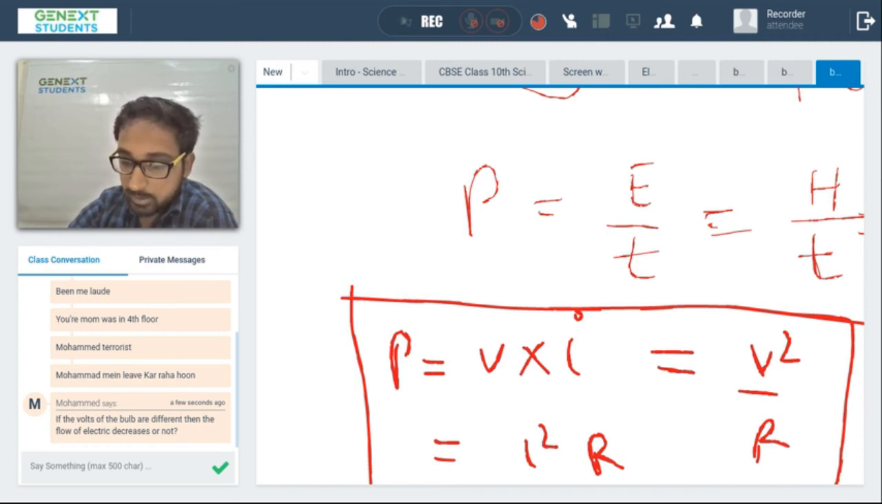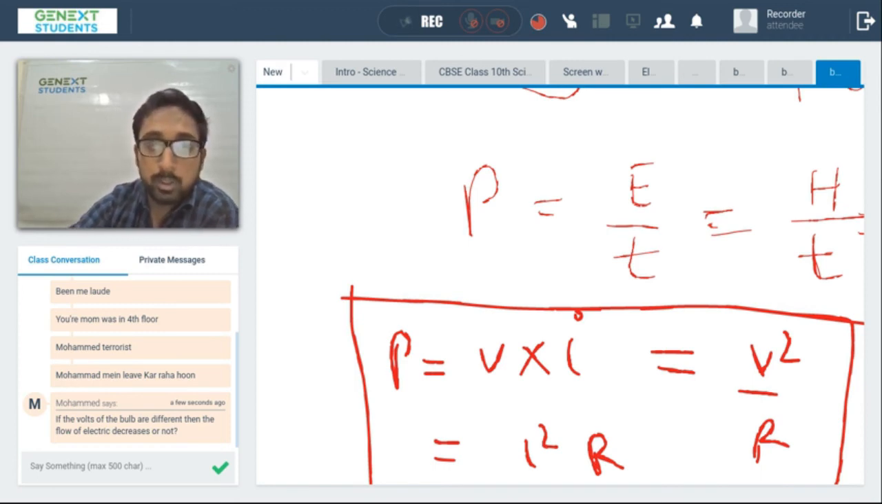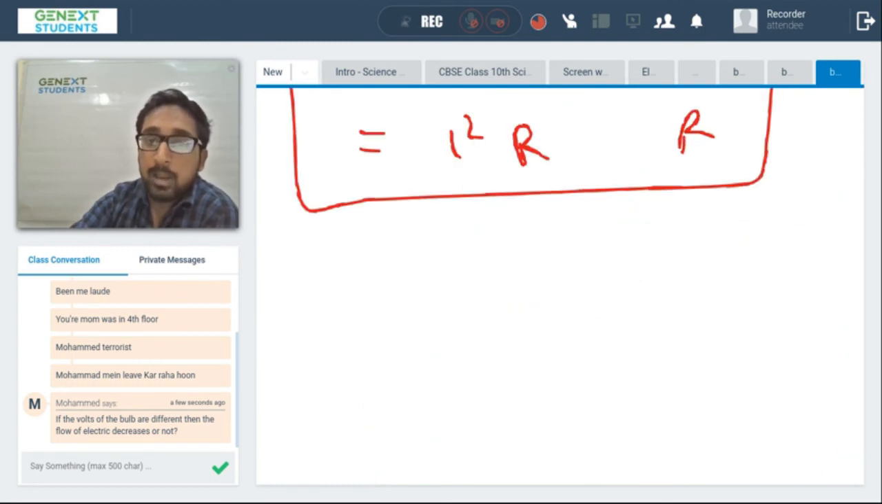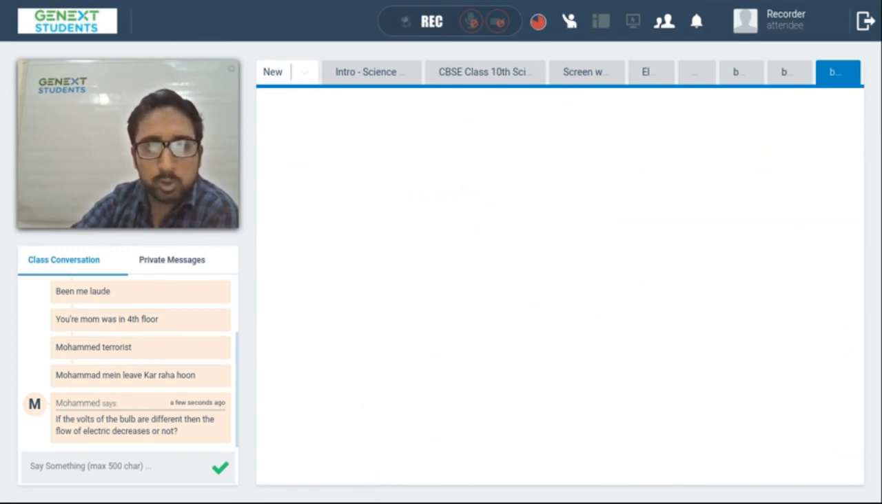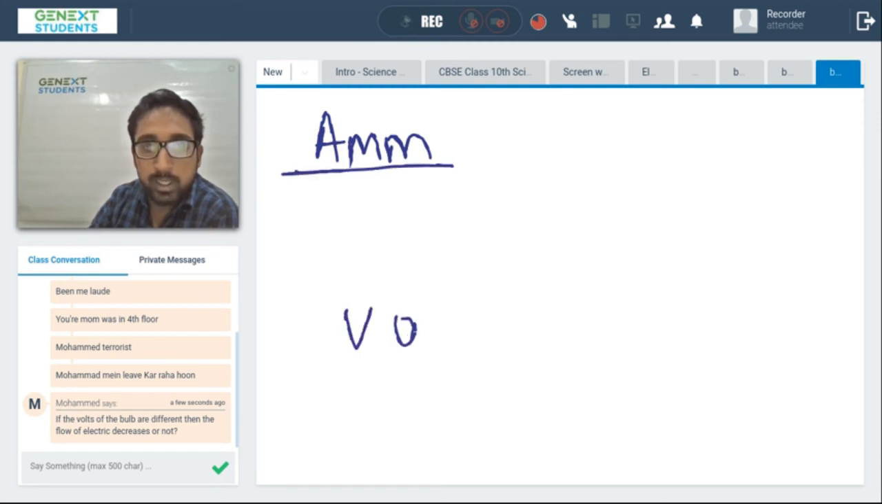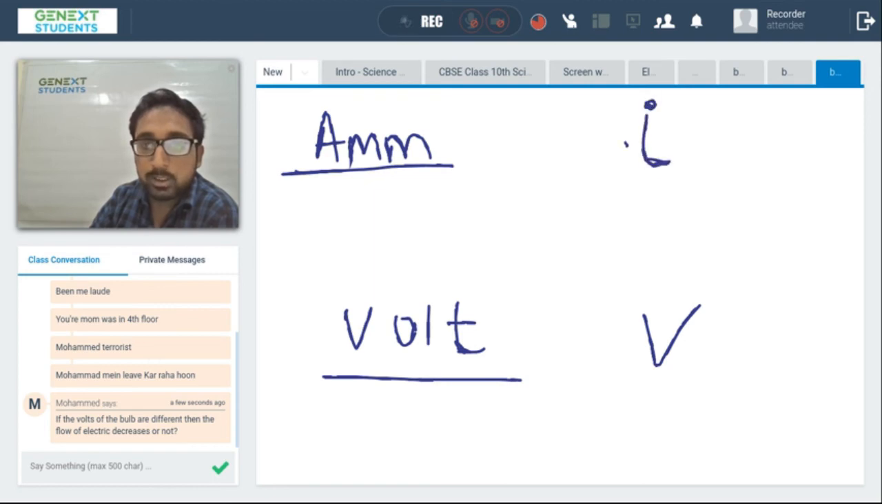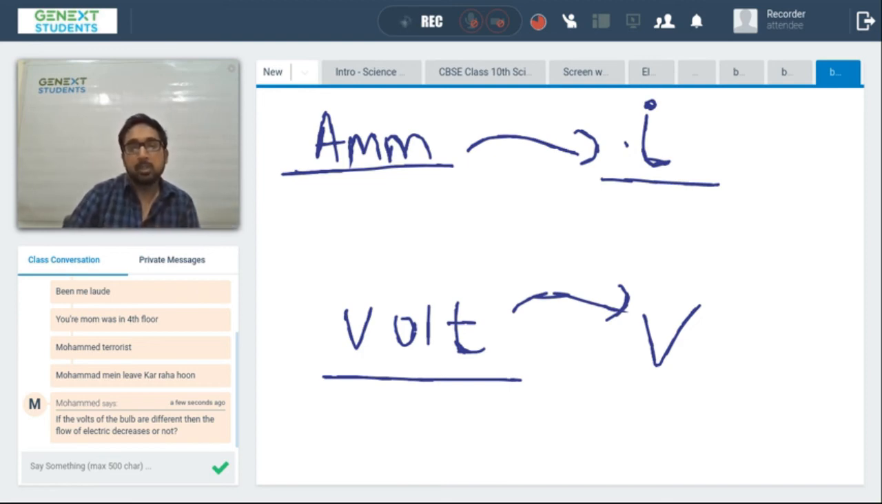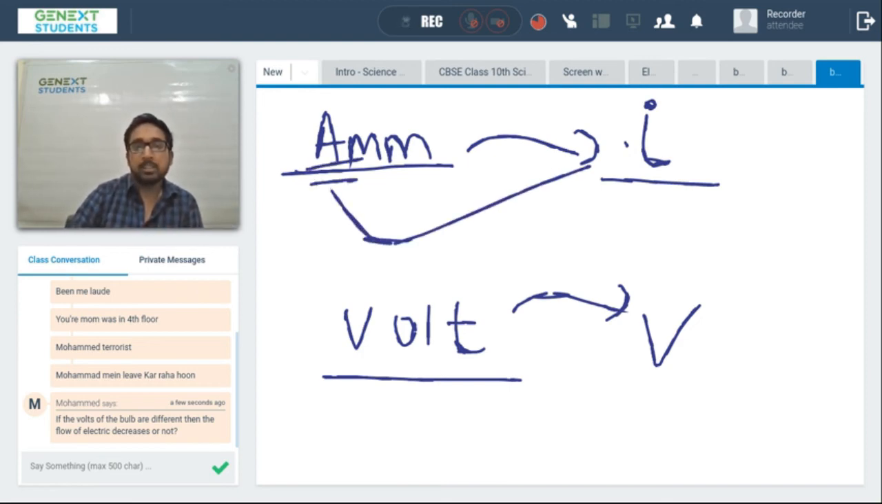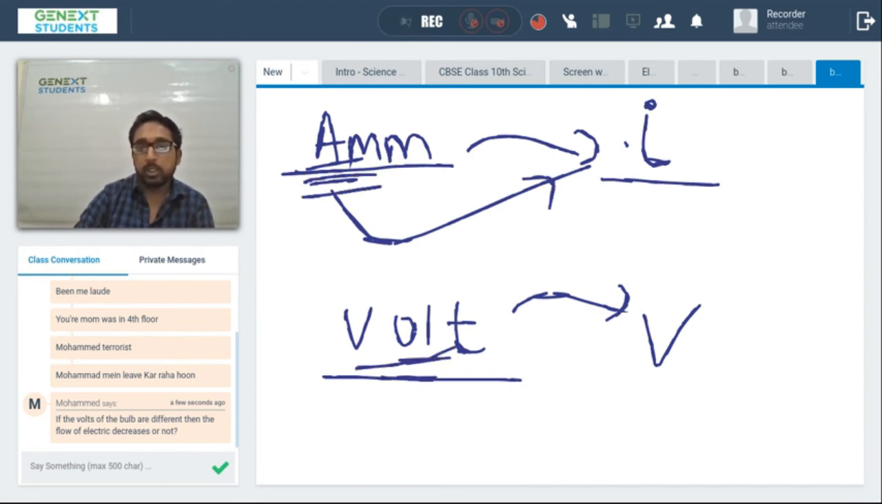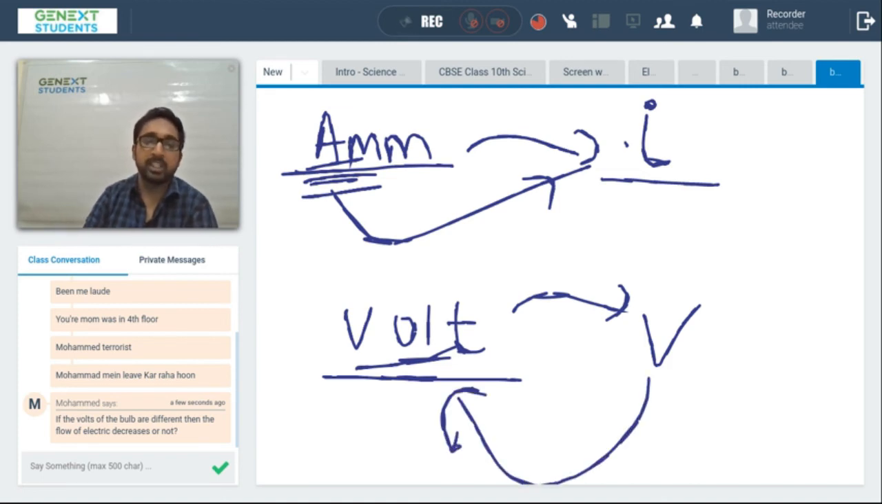All right, so what is next? We also come across this small doubt: what is ammeter and what is voltmeter? So let's also see what is ammeter and what is voltmeter. It is very simple. Ammeter measures current, voltmeter measures voltage, by the name itself. Now, how do you remember? Ampere is the unit of current, so it is ammeter. And volt is the unit of potential difference, so therefore it is voltmeter.